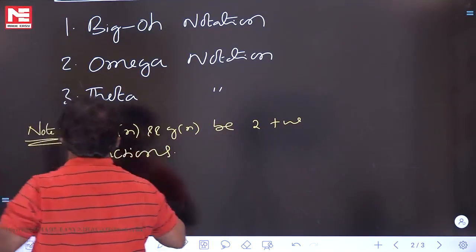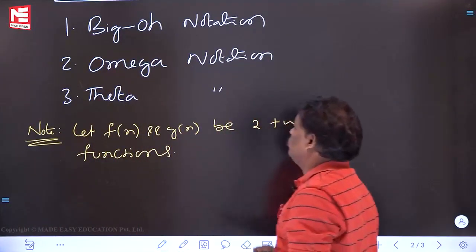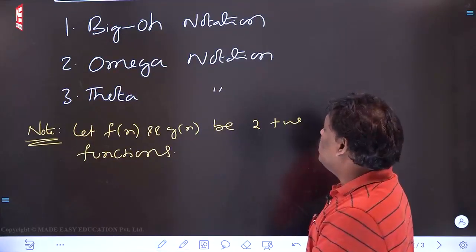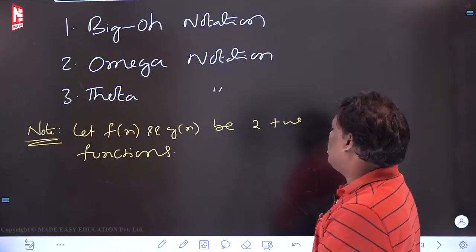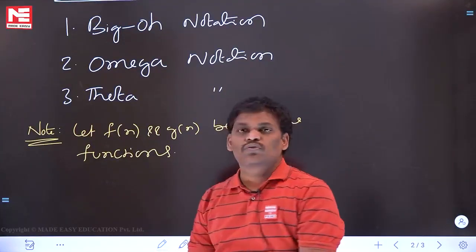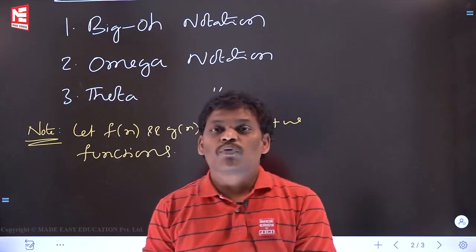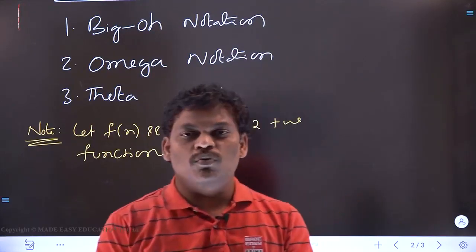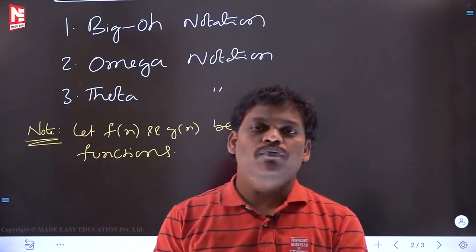Two positive functions. So we will talk about only positive functions. In asymptotic notation, we will discuss only positive functions. Let f of n and g of n be two positive functions. Some people are asking, sir, why are we discussing only positive functions in asymptotic notation, why not negative functions?